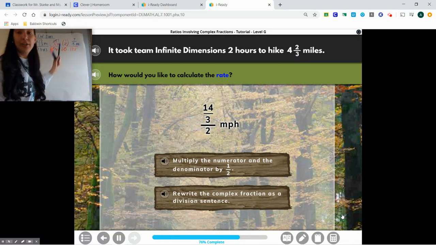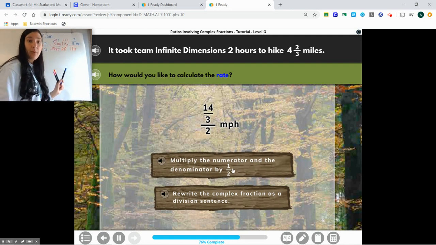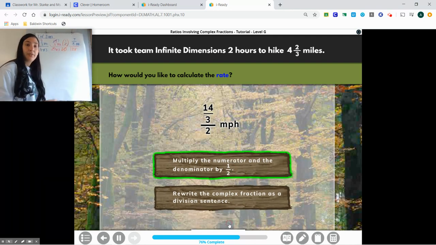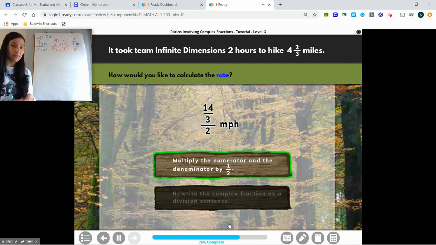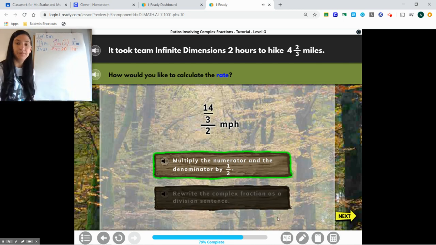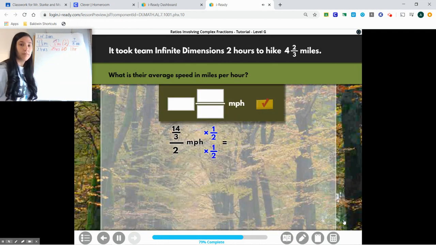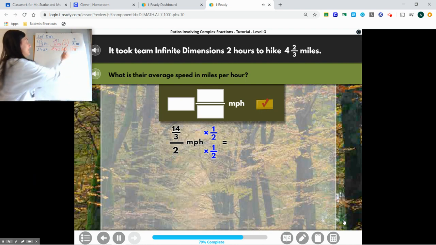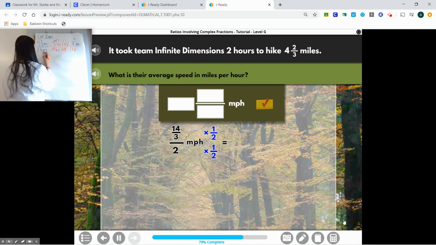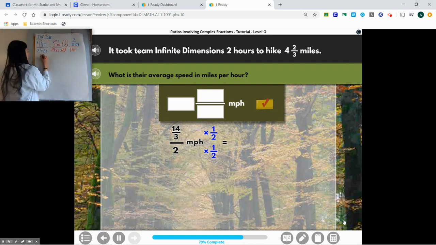Now they're going to ask us to turn that 7/3 back into a mixed number. So we're going to have to divide to do that. Sounds good. What is their average speed in miles per hour? So 7 over 3, we have to think, how many times does 3 go into 7 without going over? Well, 7 divided by 3. 3 goes into 7 2 times. 2 times 3 is 6.